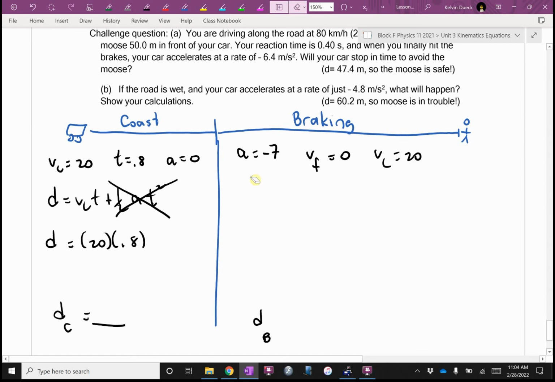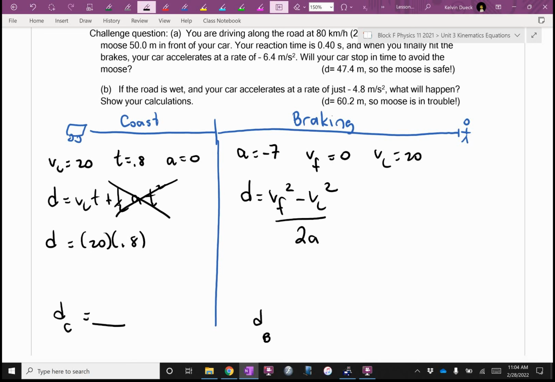Now I'm looking for an equation that's got an A, a VF, a VI, and a D in it. I think it's going to be this one. D equals VF squared minus VI squared all over 2A. I was very bold. I got the D by itself from the VF squared equals VI squared plus 2AD equation. And for your final answer, you'll add those both up.